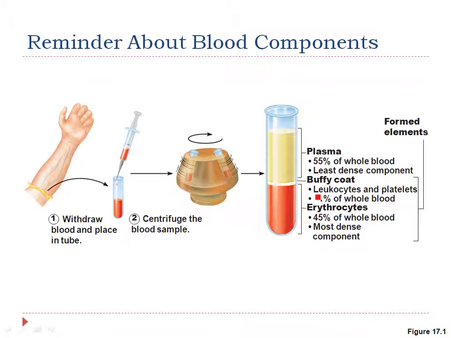And if you notice here on this diagram, the leukocytes are your white blood cells, and your platelets, they only make up about 1% of the components of whole blood. So they're not a huge component of your bloodstream, but they play very, very important roles.